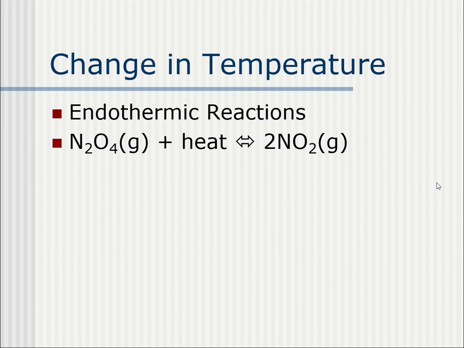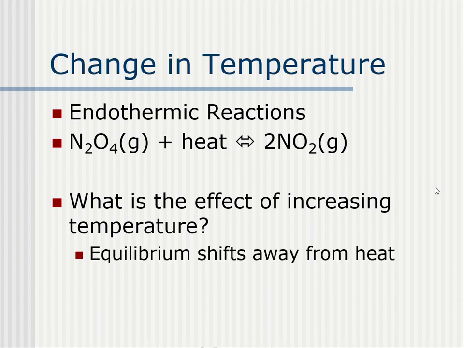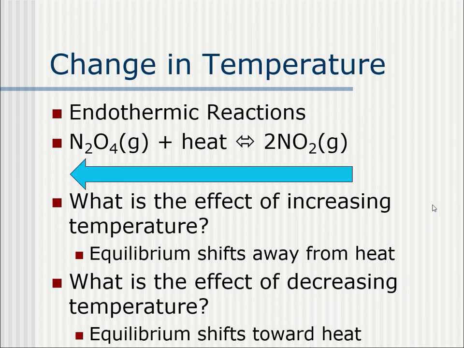If it's endothermic, meaning heat is on the reactant side, then if I increase the temperature, it's going to go away from the heat, so it's going to shift towards the right. And if I decrease the temperature, it's going to shift towards the heat, which means it's going to shift towards the left. So big picture, for both concentration and temperature, if I add something, it shifts away from whatever I added. If I remove something, it shifts towards whatever I removed.